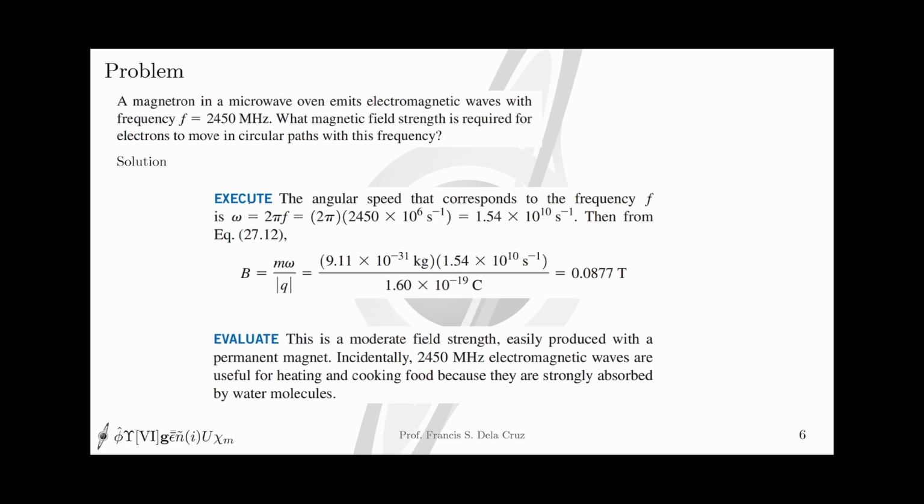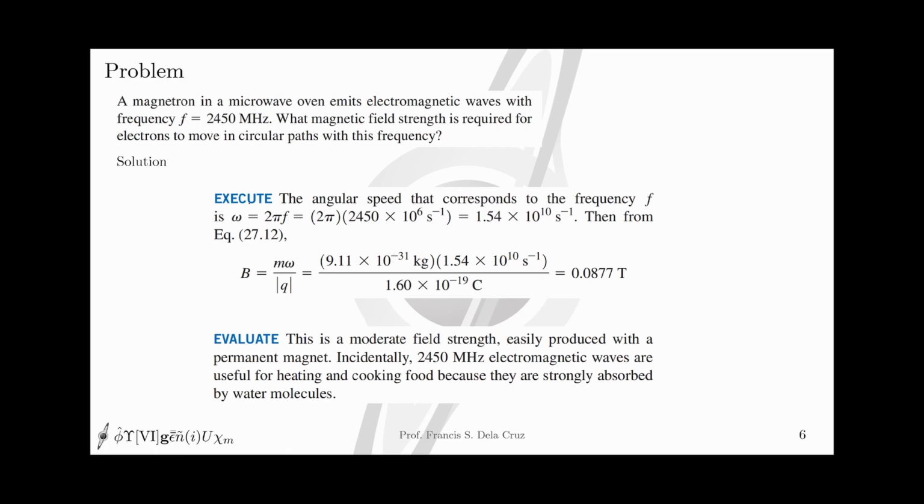Next problem. A magnetron in a microwave oven emits electromagnetic waves with frequency f equals 2450 megahertz. What magnetic field strength is required for electrons to move in circular paths with this frequency? So we can execute our problem through this.